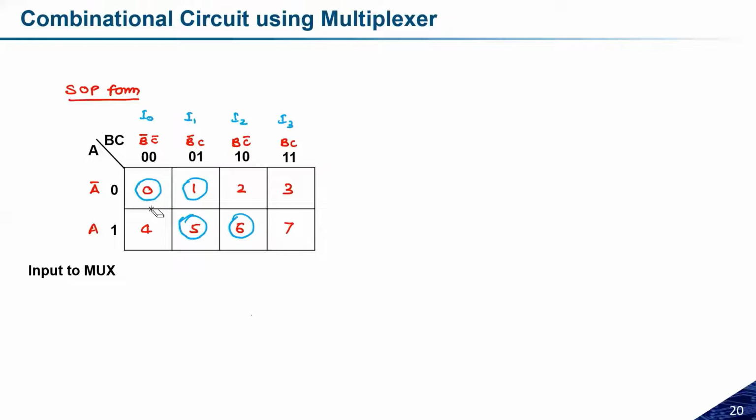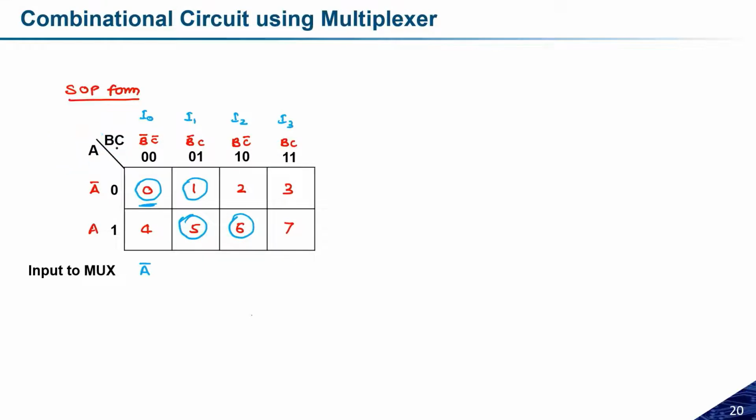If the upper part is encircled, it simply means that A bar should be connected to the I0 input. A bar should be connected to the I0 input. One more thing: whatever B and C are here, these two terms should be considered as the control signals or the select lines for the multiplexer, and this term indicates the input line. Let me repeat it again.